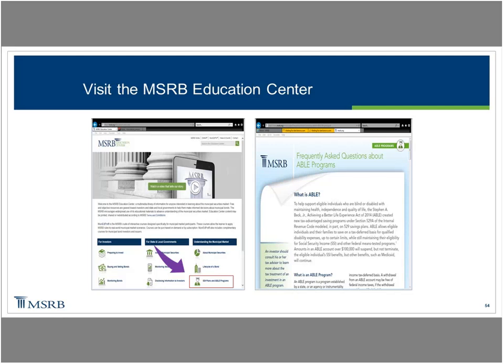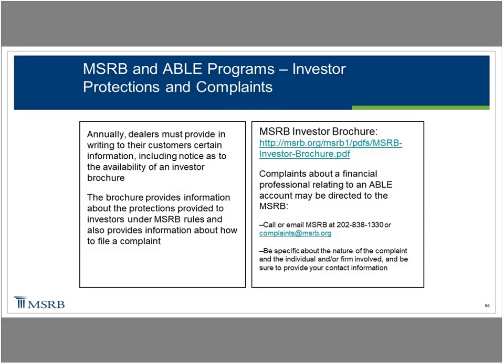The last thing that I'd just like to mention from the MSRB's perspective is that we do have an investor protection and complaint rule in place, which is MSRB Rule G-10. It applies equally to municipal advisors, but for the purposes of this discussion, we'll focus on it with respect to dealers. Essentially, this rule requires dealers to provide in writing to their customers certain information about the protections that are in place for those investors by directing them to an investor brochure. You can see the URL here to that investor brochure.